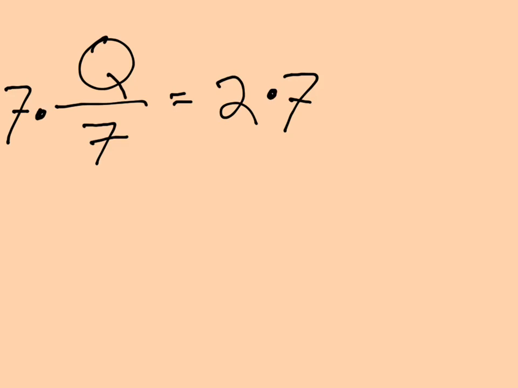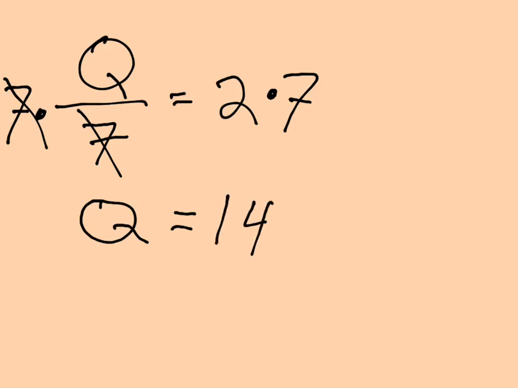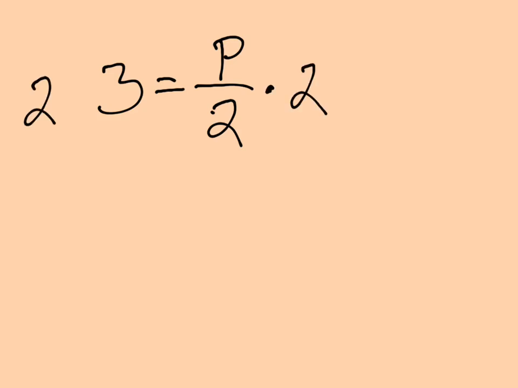Now I multiplied by 7 on the left side, so that could go poof and make that go away. And then I have q equals 2 times 7, which is 14. And that's it for dividing. It's really simple. Let's look at another one. How about 3 equals p over 2. Well, our variable's name is p, and what's happening to p? It's being divided by 2, and so we're going to undo that by multiplying by 2. Do that to both sides. This goes poof. I get p on this side, and 2 times 3 is 6.